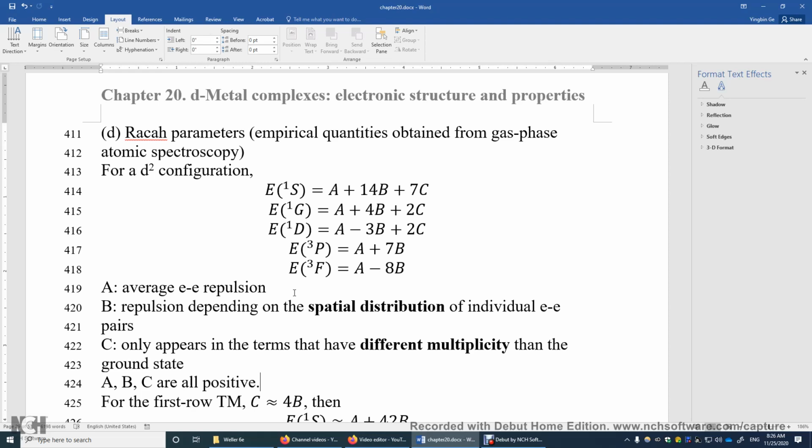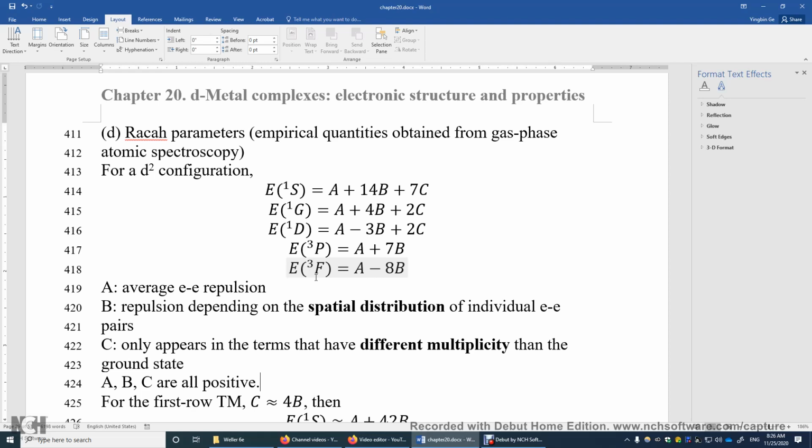Let's look at the d2 electron configuration. We know there are five atomic terms: 1S, 1G, 1D, 3P, and 3F. Again, there's a trick to write out the atomic term symbols for the s2, p2, d2, f2, g2 electron configurations. If you're looking at d2 electron configuration, you just write SPDFG and then add the superscripts 1, 3, 1, 3, 1.